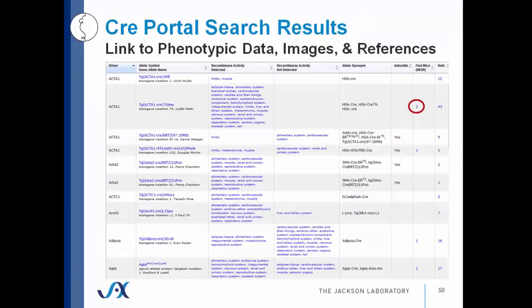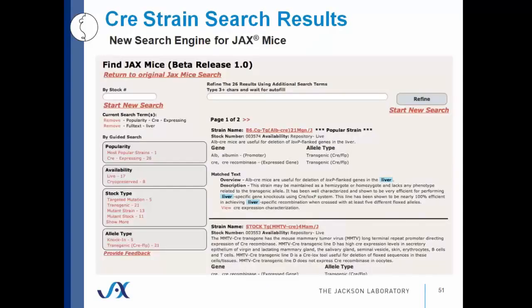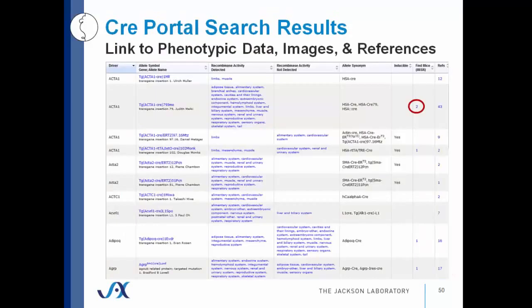Going back to the Cre portal, when you did the initial search, you'll actually see there's that Find Mice IMSR column where you can directly click right on that number 2 and then pull up those strains. So you can use that to help you find strains that are commercially available and use them.